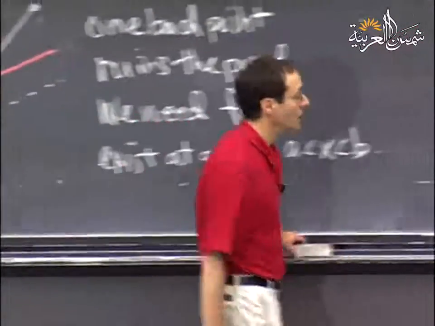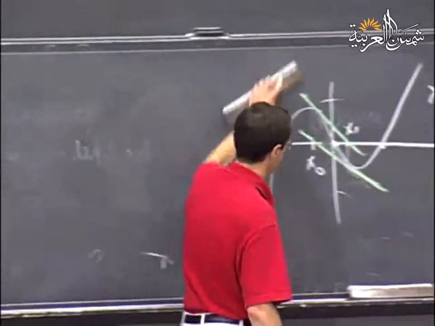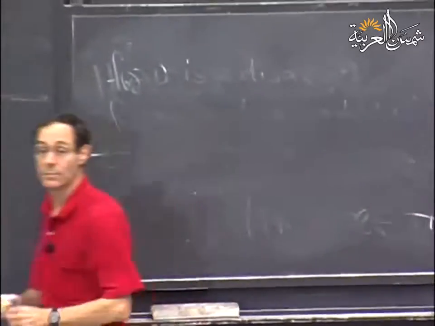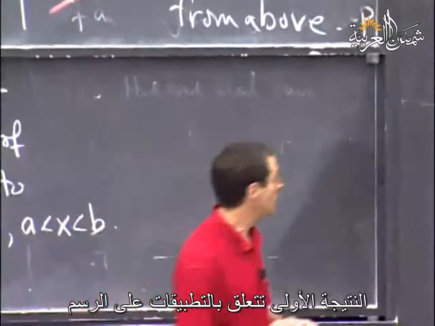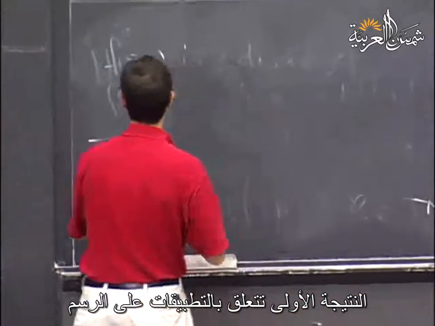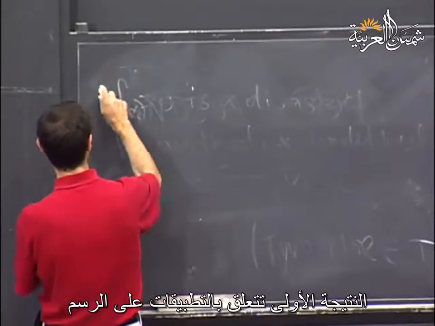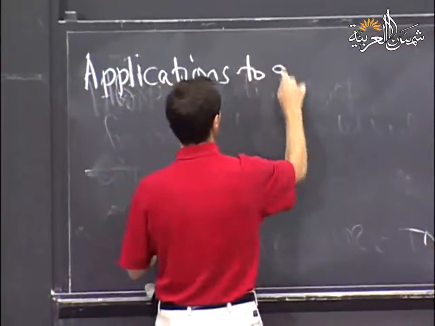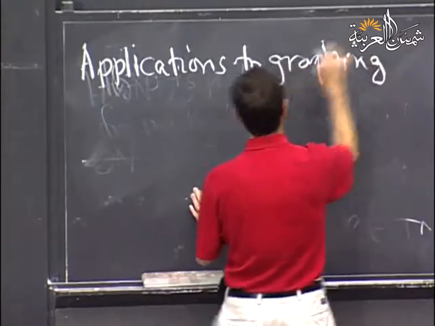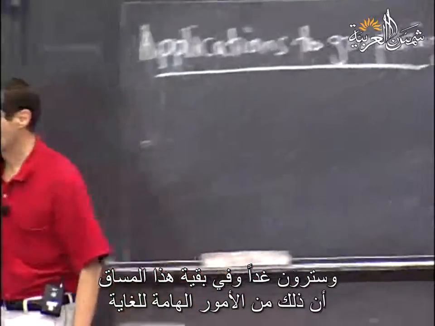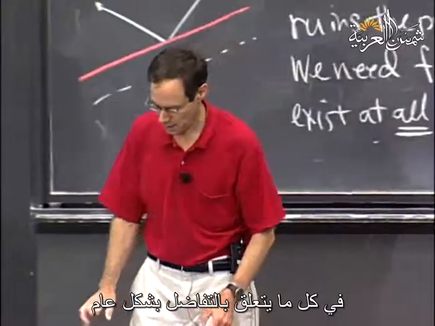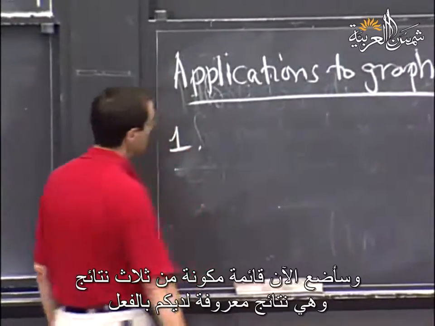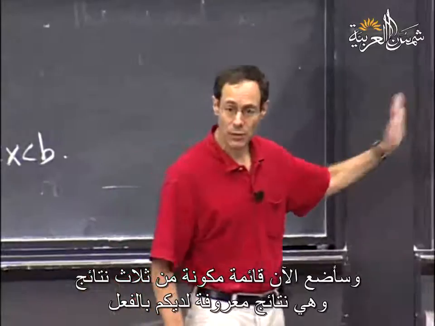Okay, so now it's time to draw some consequences. And the main consequence is going to have to do with applications to graphing. But we'll see tomorrow and for the rest of the course that this is even more significant. It's significant to all of the rest of calculus. I'm going to list three consequences which you're quite familiar with already.